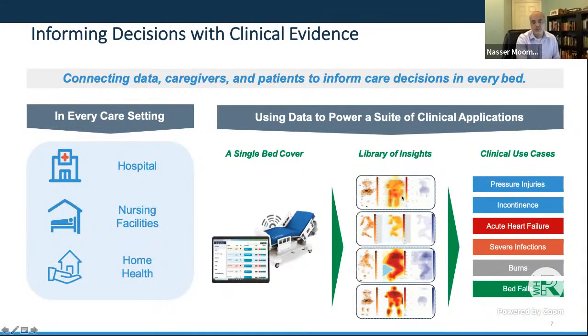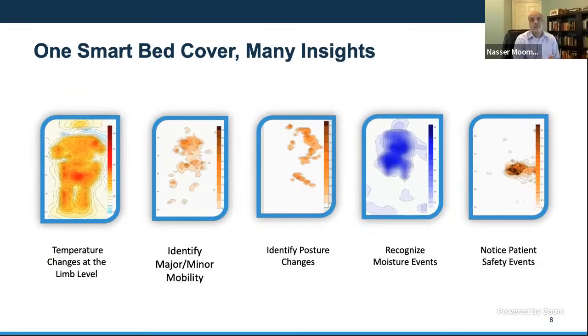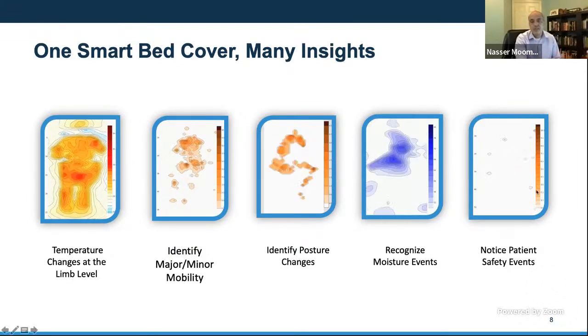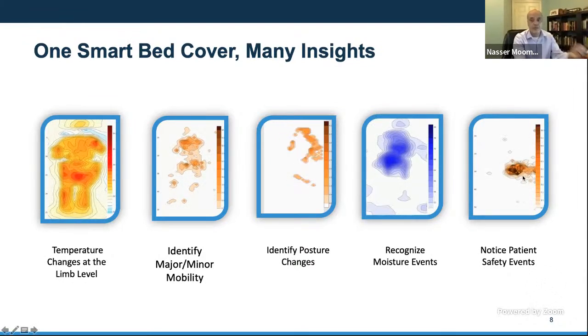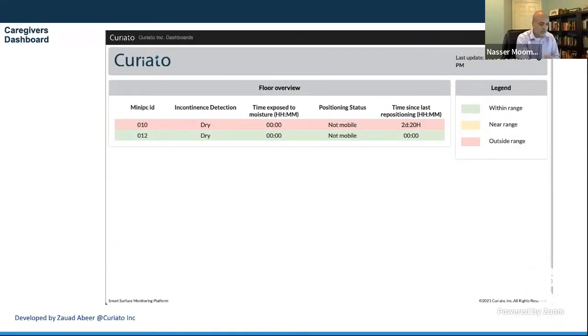This is a representation of images collected from the sensors. The applications we could address include pressure injuries, incontinence, acute heart failure, on the bed and off the bed, burns, and so on and so forth. These are some of the insights that we collect in real time based on sensors. We detect heat, mobility, whether the person is mobile or not, posture, and humidity, and we can alert the nurses whether a patient is on the bed or off the bed. Such information we want to present to the end users in a nicer, easy way.